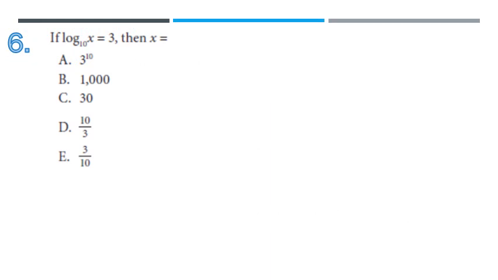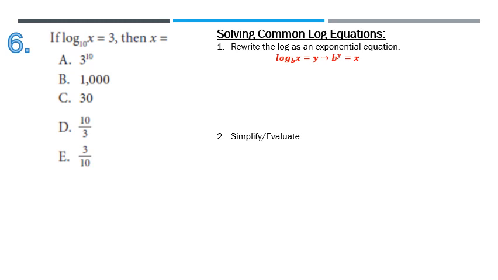Here we have log base 10 of x equals 3. This is called our common log because the base is 10, and it wants to solve for x. So solving common log equations, you're going to rewrite the log as an exponential equation. We talked about this being log base b of x equals y. Think about with log, it's alphabetical order, b, x, y. And for the exponential equation, say b to the y equals x. That's how you convert it. What's your b? What's your y? What's your x?